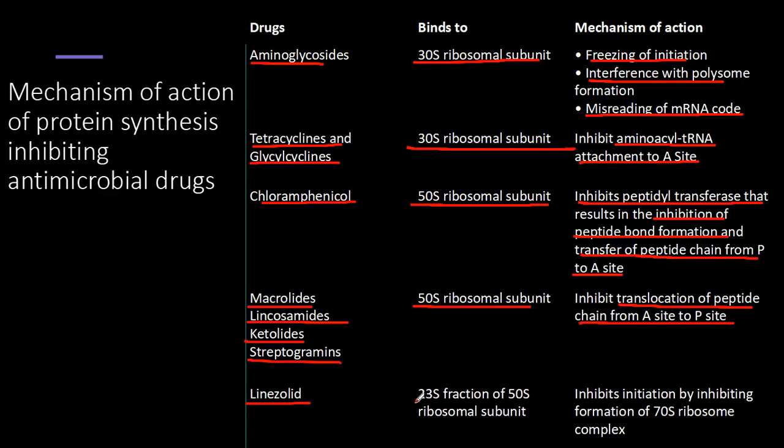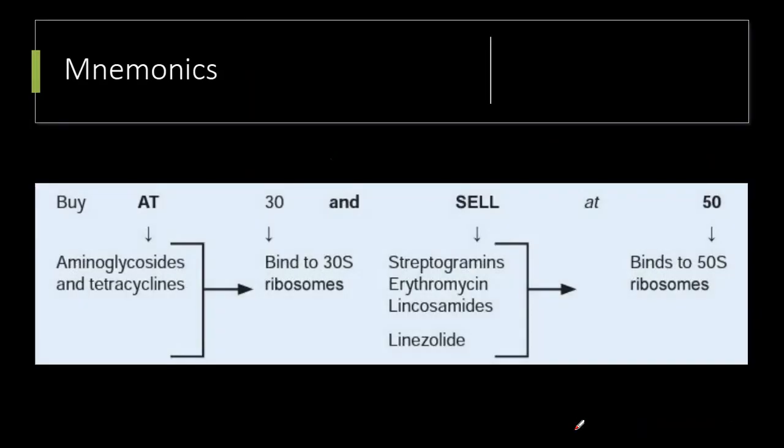Now, linezolid, which belongs to a class of drugs known as oxazolidinones, together with tedizolid, bind to the 23S fraction of the 50S ribosomal subunit, and they inhibit initiation by inhibiting the formation of the 70S ribosomal complex.